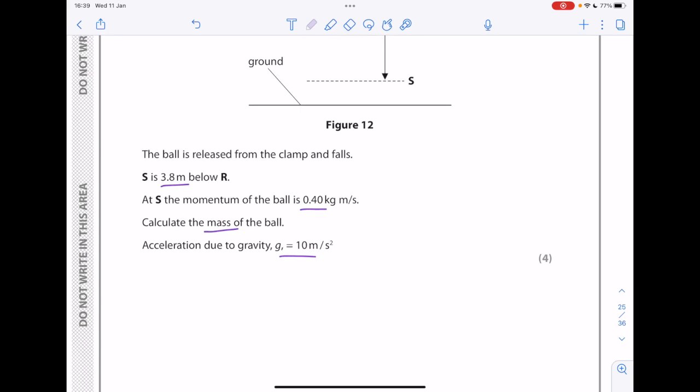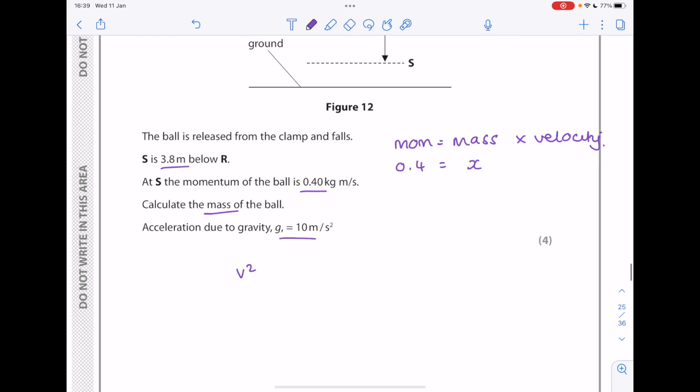So this calculation has two stages. We definitely need to use the equation that states momentum is mass times velocity, because we have the momentum, which is 0.4. We're after the mass, but unfortunately we don't have the velocity. However, we can use v squared equals u squared plus 2as to help us find that all-important velocity, which would be v squared in this case.